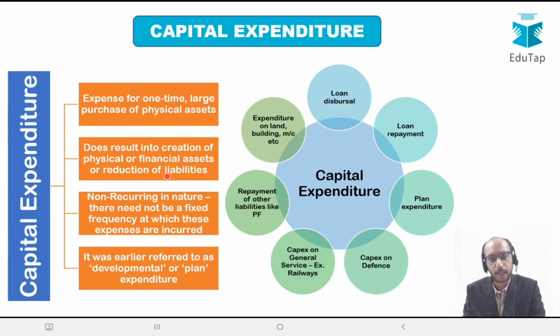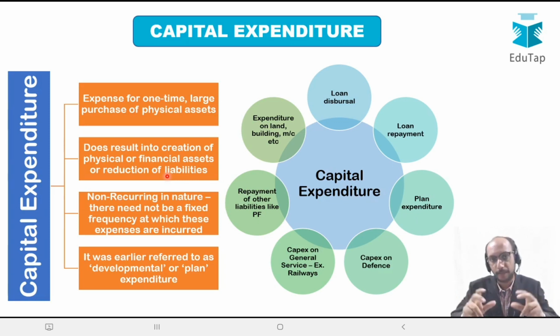On the other hand, capital receipt either creates a liability or reduces the asset, is what we have established. So revenue expenditure does not change asset liability, revenue receipt does not change asset liability, capital receipt changes asset liability. Similarly, revenue expenditure does not change asset liability, but capital expenditure changes asset liability. That is what you need to keep in mind, right? So capital receipt creates liability or reduces asset, capital expenditure reduces liability, right, or creates asset.